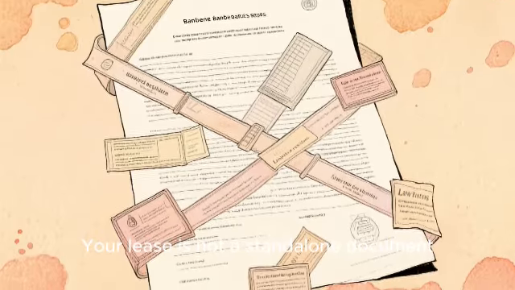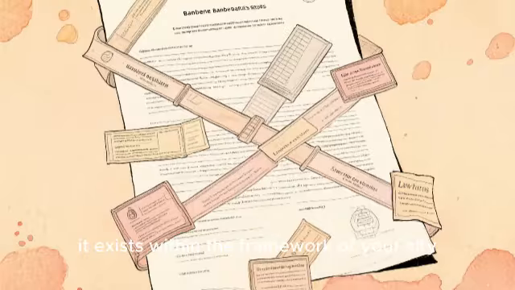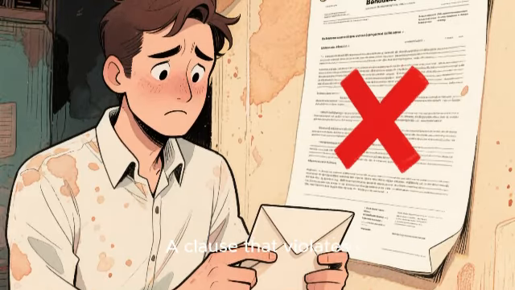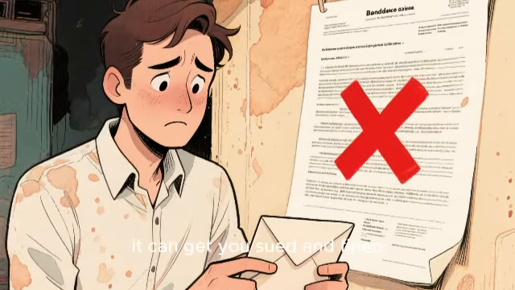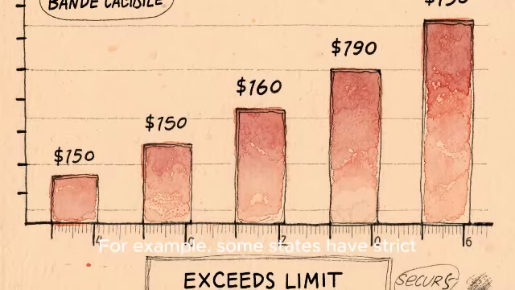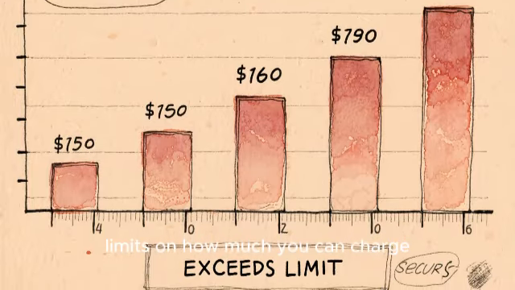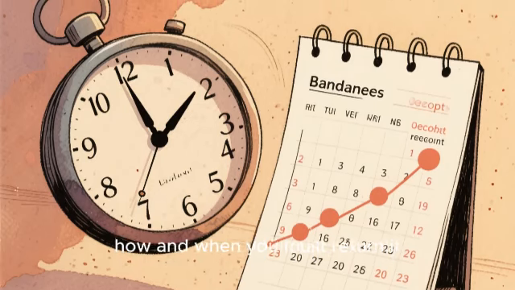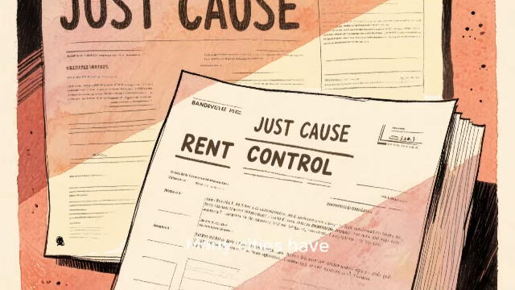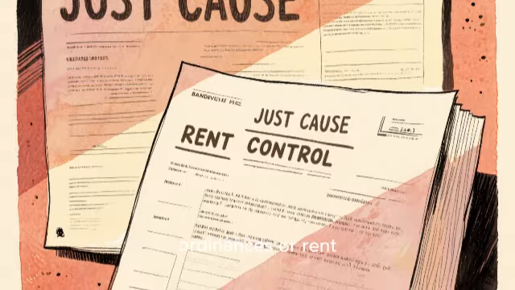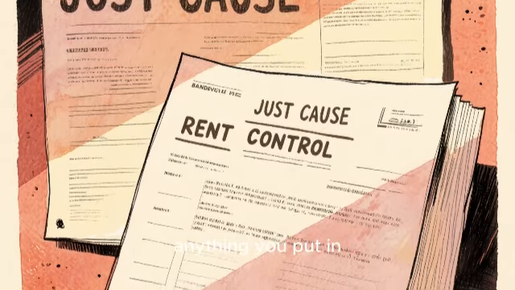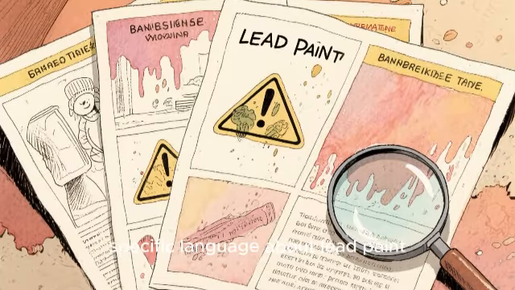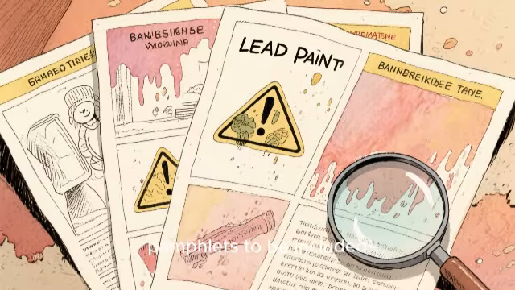Your lease is not a standalone document. It exists within the framework of your city, county, and state's landlord-tenant laws. A clause that violates these laws is not just unenforceable, it can get you sued and fined. For example, some states have strict limits on how much you can charge for a security deposit, often 1 or 2 months' rent, and dictate exactly how and when you must return it. Many cities have specific just cause eviction ordinances or rent control statutes that override anything you put in your lease. Some jurisdictions require specific language about lead paint, mold, or tenant rights pamphlets to be included verbatim.